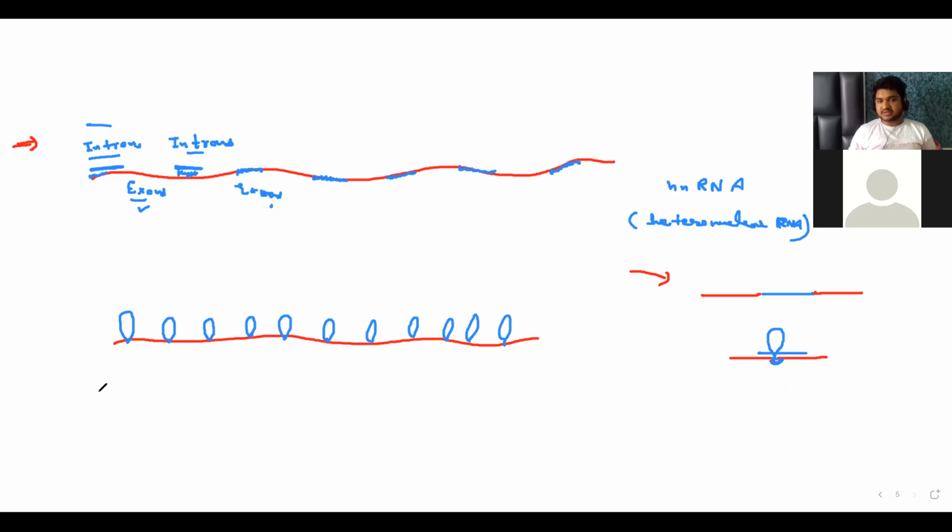This process is known as RNA splicing. Oh, splicing. Okay. So in RNA splicing, we are going to remove what? Introns or the exons? Introns.